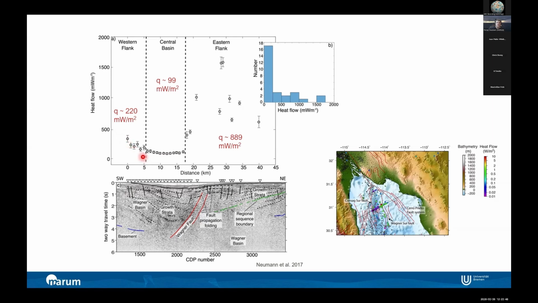And what we found was that on the left side of the basin there were higher heat flow values, about 220. In the central part of the basin we have a heat flow around 100 milliwatts per meter squared, and on the far right side of the basin we have really scattered measurements and also a mean measurement of about 890 milliwatts per meter squared.